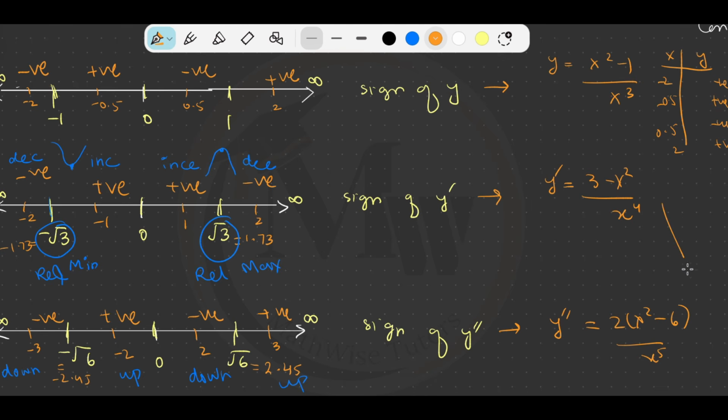Similarly, you make a table here for this one, x values and y dash values. Whatever x values you are taking from each interval, plug them here and write their answer here, which gives you negative, positive, negative, positive. And the same for here. So it's easy to manage everything on one paper.